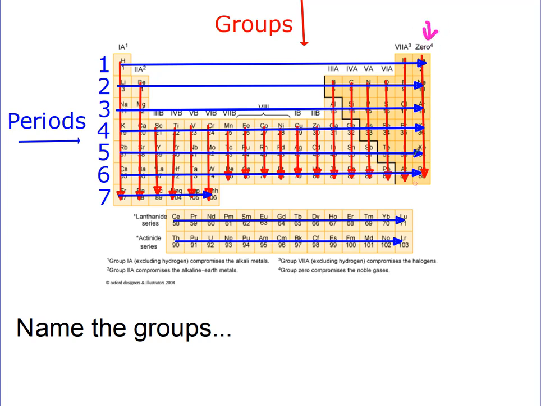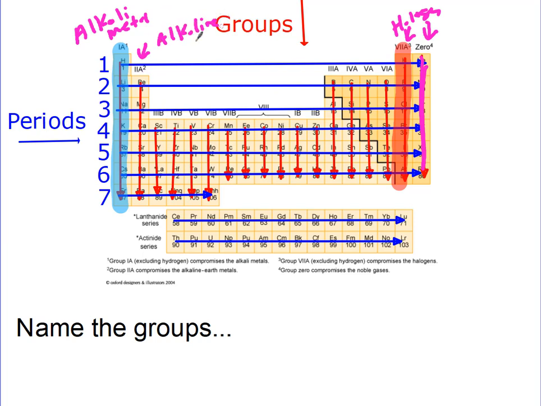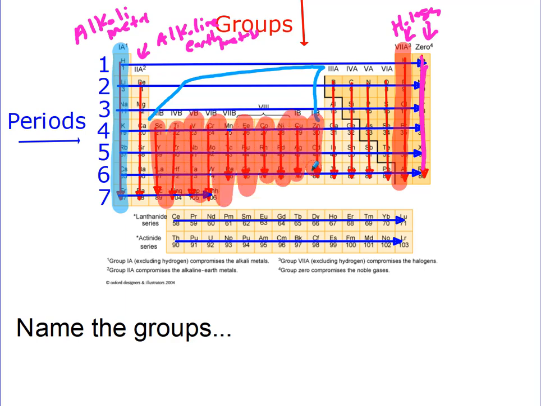Make sure you know that this column is the noble gases. They're the least reactive. The column next to it is the halogens. This first column is the alkali metals, and they are the most reactive metals, just as the halogens are the most reactive nonmetals. The second column is the alkaline earth metals. And finally, this middle section is the transition metals.